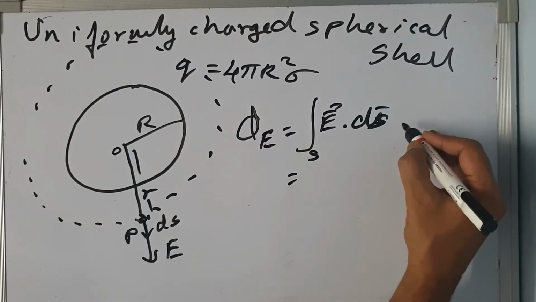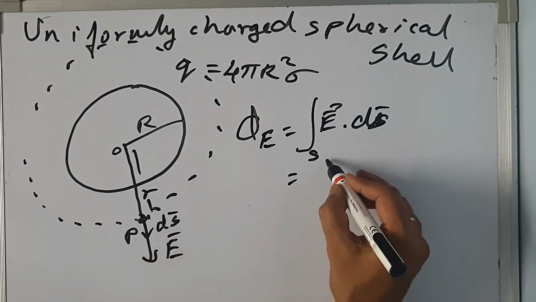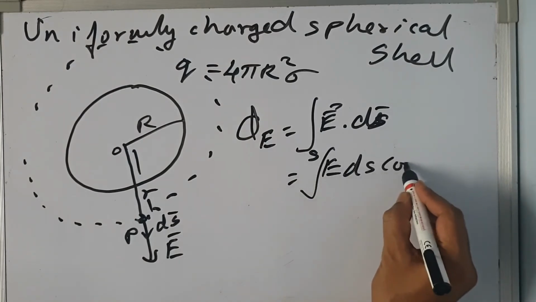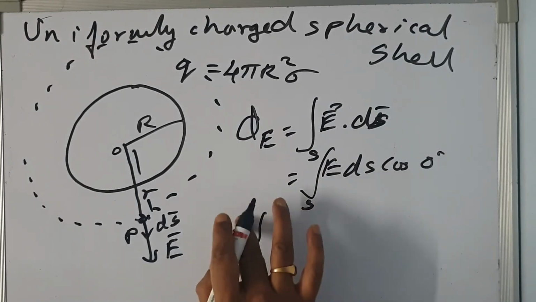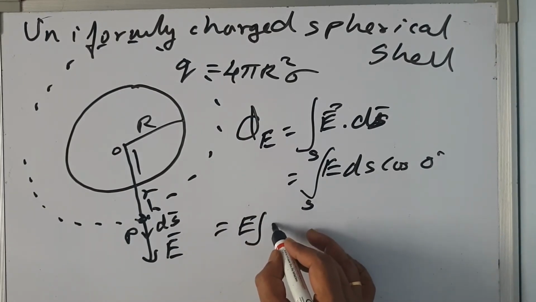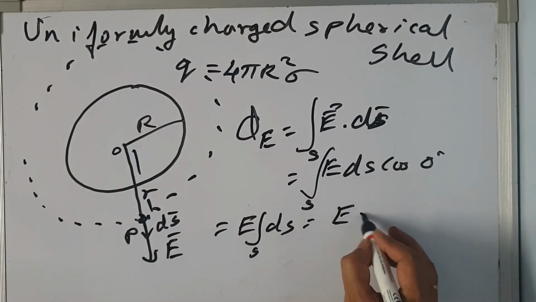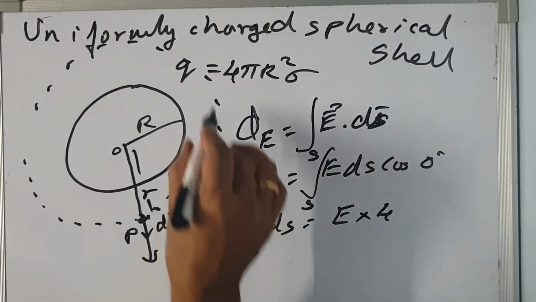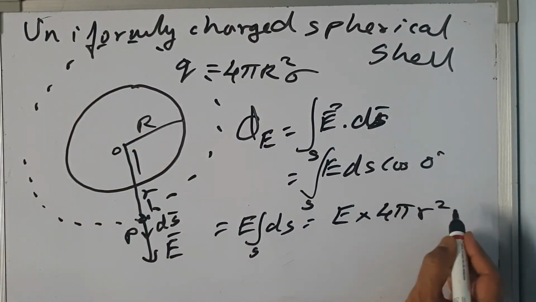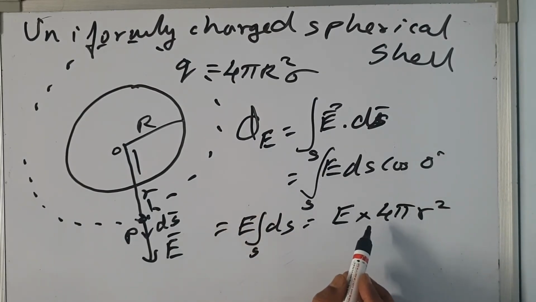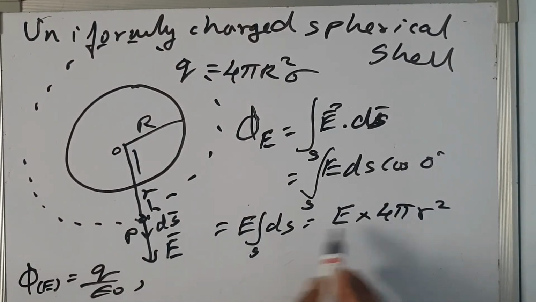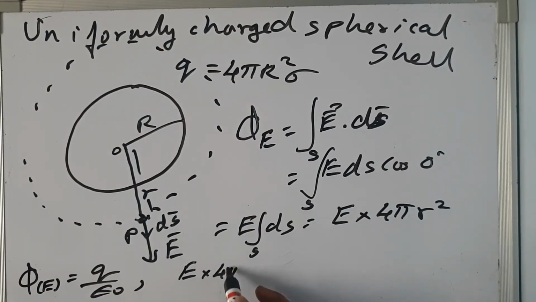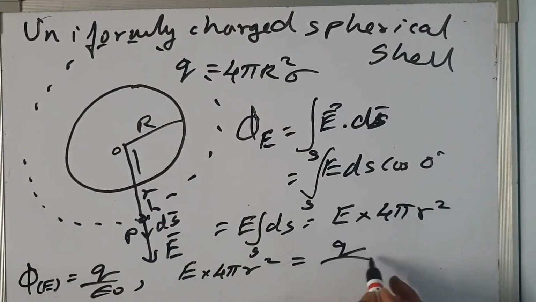Therefore, the angle between ds and E is 0. Therefore, surface integral E ds cos 0, which is 1, and E being same, I can take E outside the integral, E integral ds. What is integral ds? If I add up all the ds for this spherical surface, you get 4 pi r squared, the surface area of the sphere. I got phi. But by Gauss's law, what should this phi be equal to? It should be q upon epsilon naught. Therefore, phi, which is E into 4 pi r squared, should be equal to q by epsilon naught.